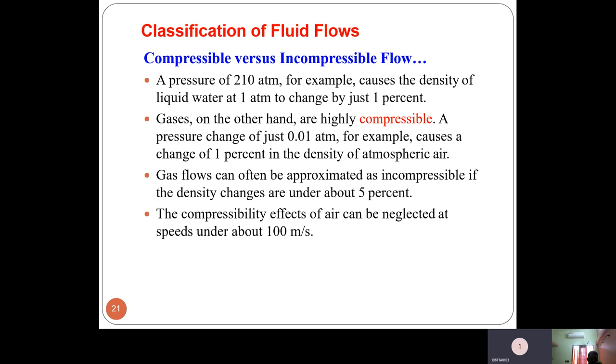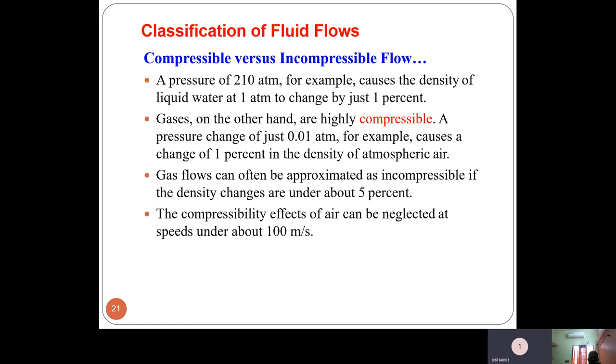Gases are approximated as incompressible if the density changes are under about 5%. The compressibility effects of air can be neglected at speeds under about 100 meters per second. Okay, if the air is blowing with a speed of 100 meters per second, we can neglect the compressibility effects. Okay, come to the next slide.